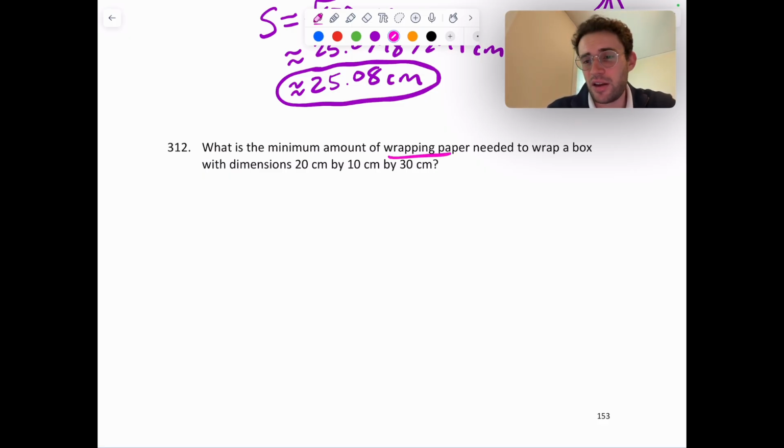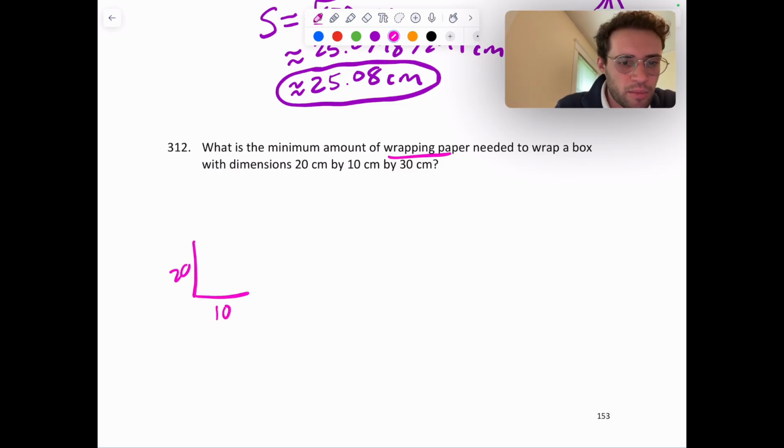Now, in reality, you're going to need a little bit more than what actually covers the surface of it because you have to tape it down and whatnot. But I guess if they're saying the minimum amount, just to cover it, maybe it's special wrapping paper that you just put on the faces and you don't even have to tape it down, or you find a way to tape it that doesn't involve any overlap. Right? So we have a 20 by 10 by 30, and you could draw it. You don't have to draw the faces the way that I did them there. Maybe it looks something like this.